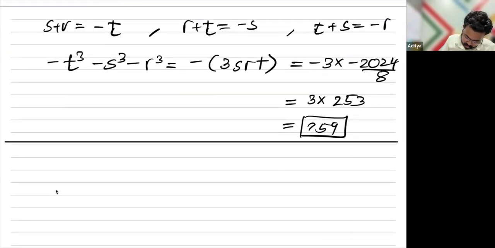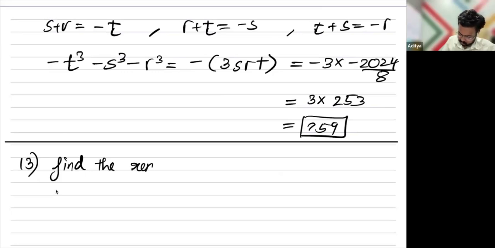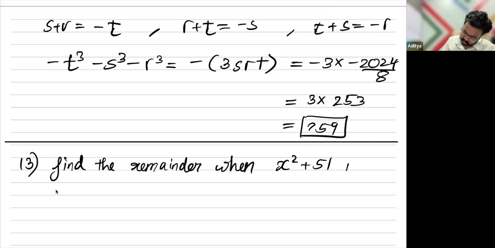I'll give another question. Try to find the remainder when x square plus 51 is divided by x plus 1.